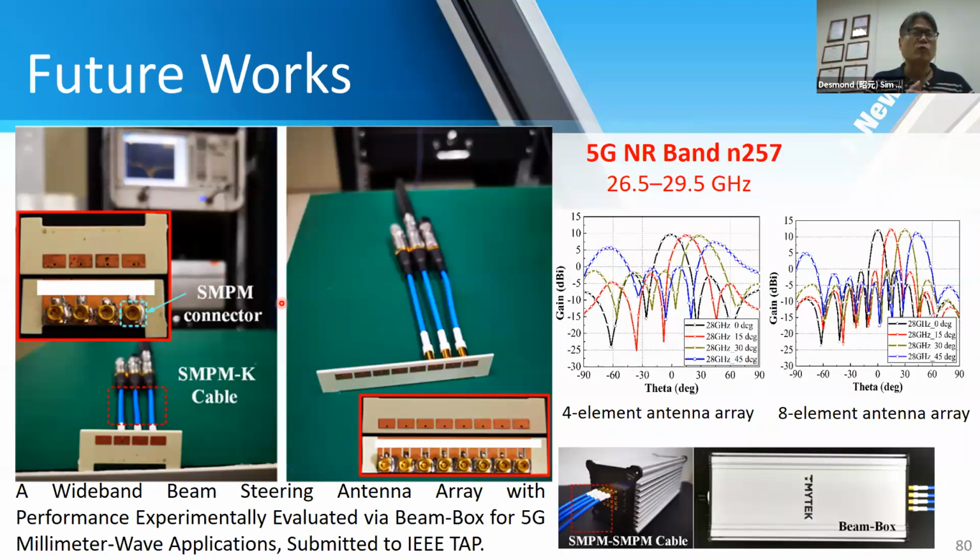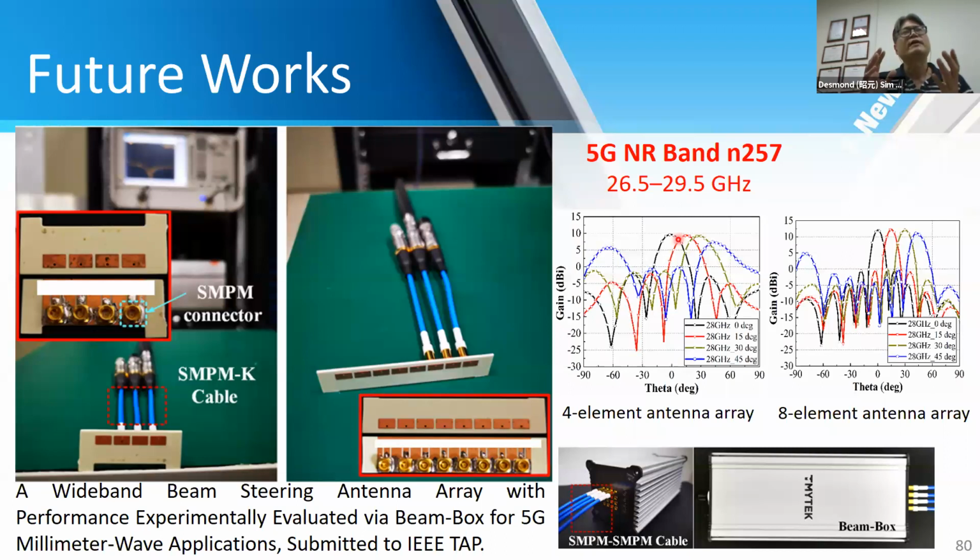This is our recent work that we have submitted to IEEE. So we have developed this in Shenzhen University, and it's a 1x4 and a 1x8 millimeter wave antenna array working between 26 to 29 gigahertz. What you can see down here is a 4-element antenna array, and we can see that we have a really nice beam steering in here.